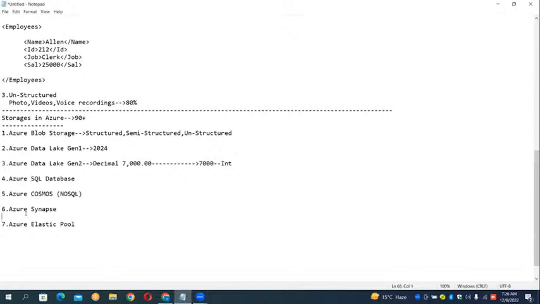Then we have Azure Synapse. Synapse is nothing but what is called a data warehouse. This is called, guys, the data warehouse in Azure.